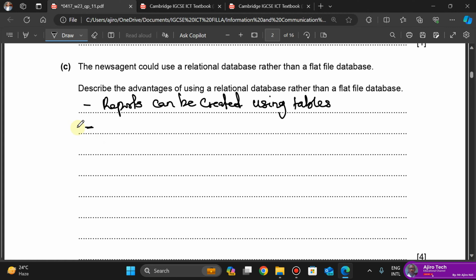Again, queries. Queries can be created using many tables. Queries can be created using tables.